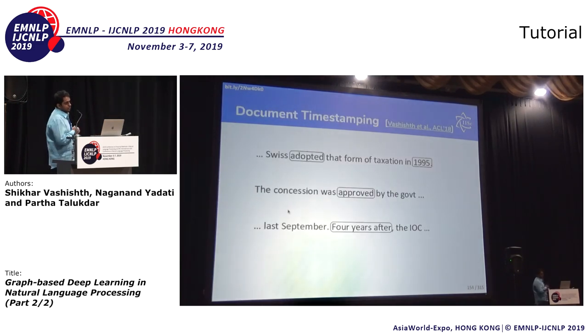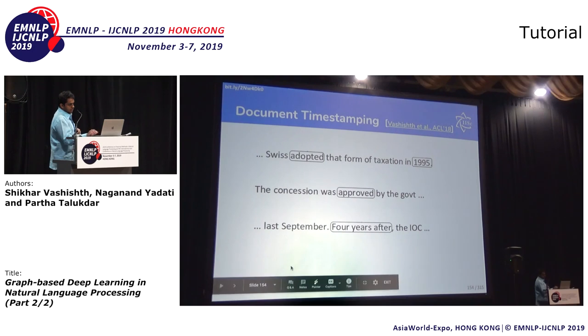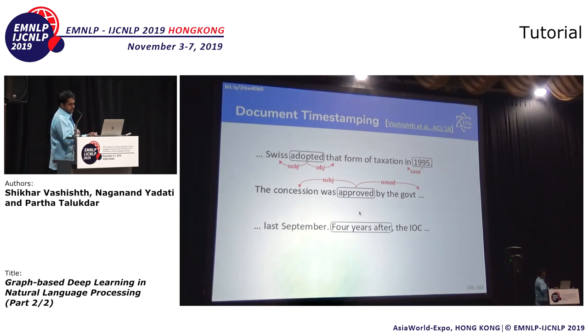So a related problem is document timestamping, where we have an input sentence and we want to timestamp the document. Here we have shown 3 sentences. Again, we can exploit syntactic dependencies between words in the sentence. And the main structure in this sentence is the temporal structure, right? So for example, we have 4 years after, and then the word approved. So there is a before relationship between these 2 phrases.